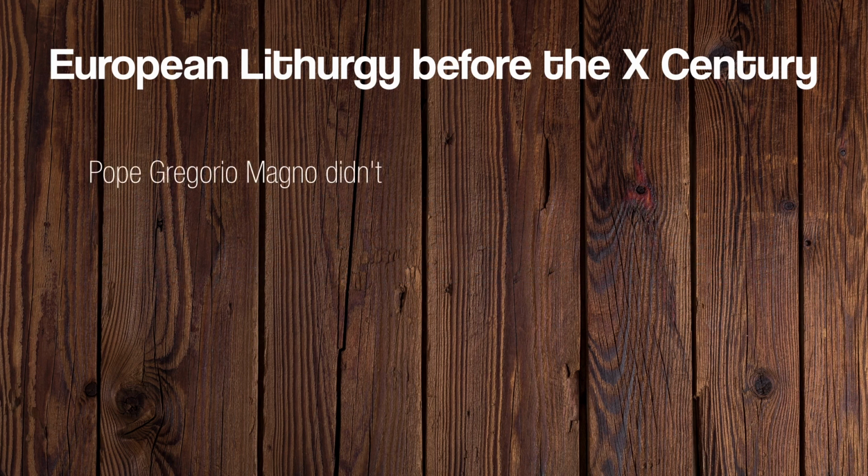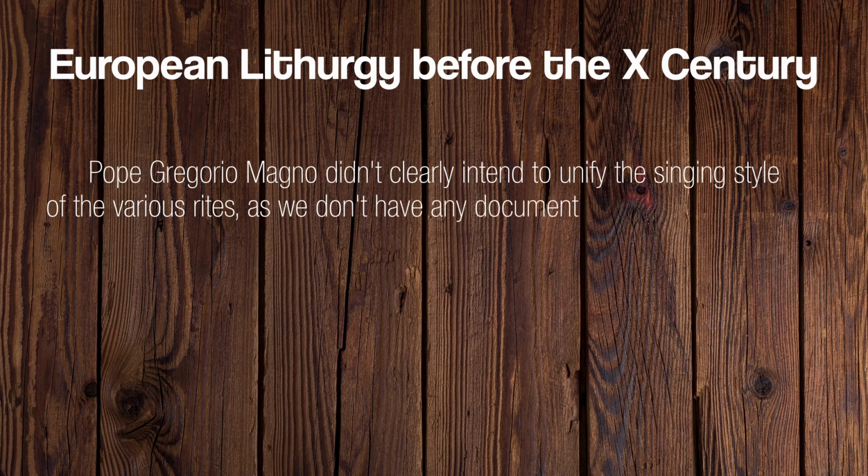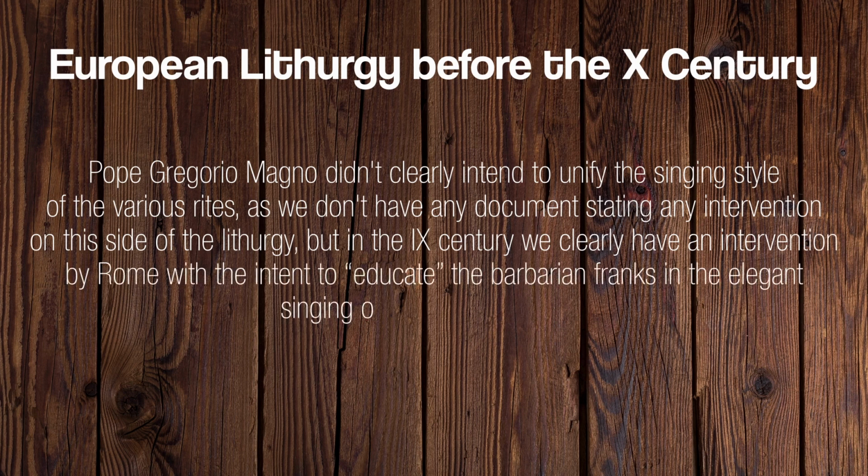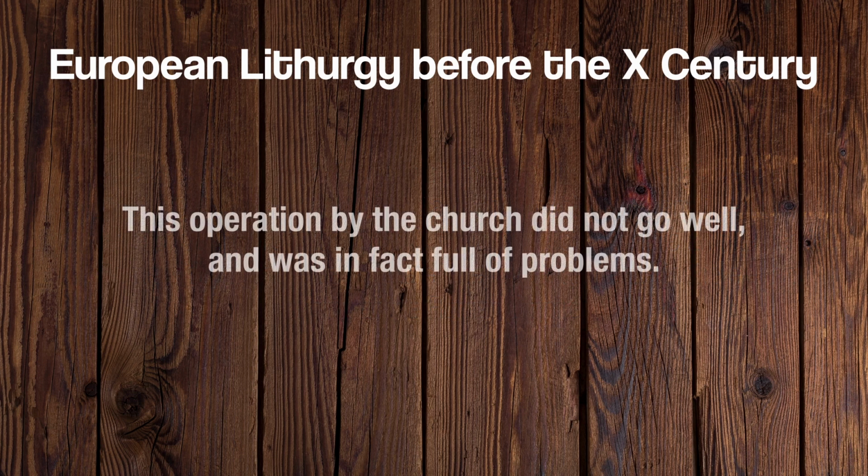Pope Gregorio Magno didn't clearly intend to unify the singing style of the various rites, as we don't have any documents stating an intervention on this side of the liturgy. But in the 11th century, we clearly have an intervention by Rome with the intent to educate the barbarian Franks in the elegant singing of the Roman Empire. This operation by the Church did not go well, and was in fact full of problems.